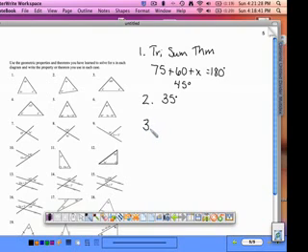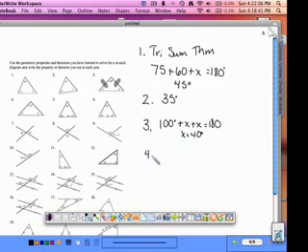Problem 3 also uses the Triangle Sum Theorem. These two angles are congruent, so this is an isosceles triangle. The equation we would write for this is 100 degrees plus x is equal to 180. When you finish this problem, you should get an answer of x is equal to 40 degrees.